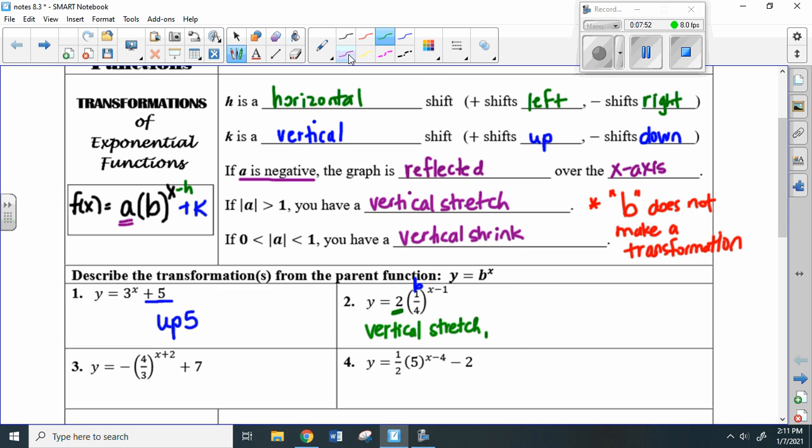Then we have the -1 as part of the exponent. So that's a right and left shift. And since it's a minus, it's a right shift.